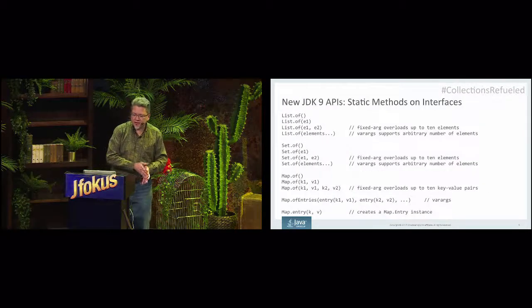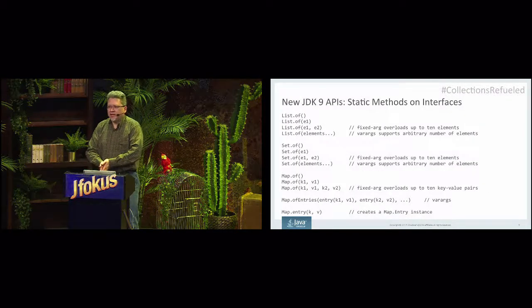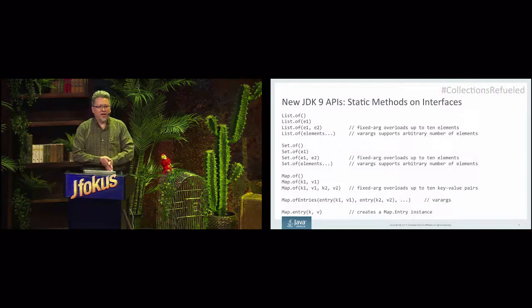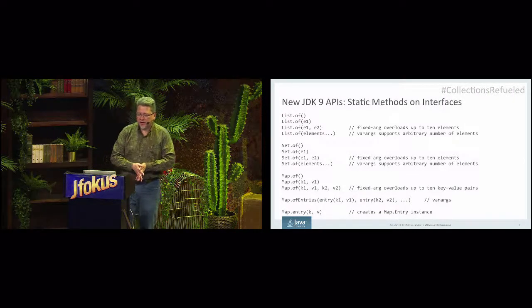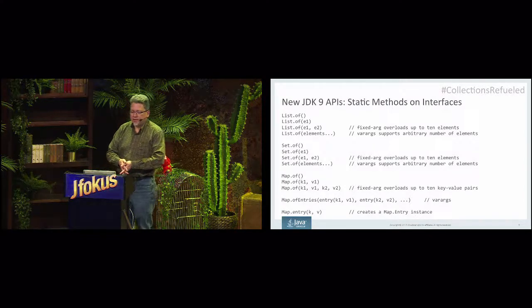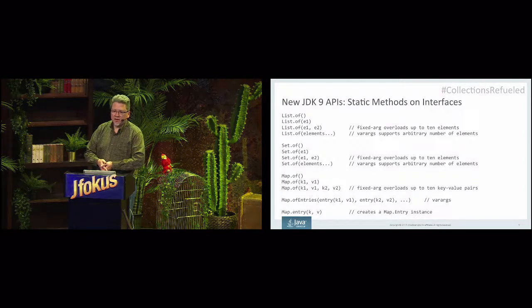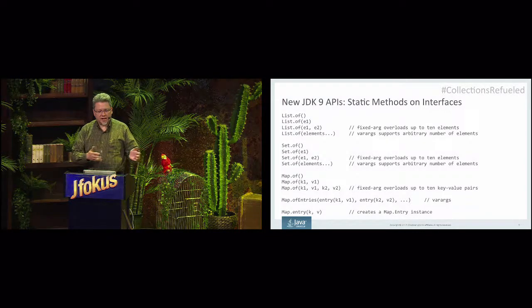All right, so what static methods are these? Basically, it's a large family of methods called of that take 0, 1, 2, up to 10, or many, or varargs elements. So there's List.of with no arguments creates an empty list. List.of with 1 argument, 2 arguments, and then up to 10 arguments, and then a varargs overload. And then similar with Set.of with 0 through 10 and varargs.